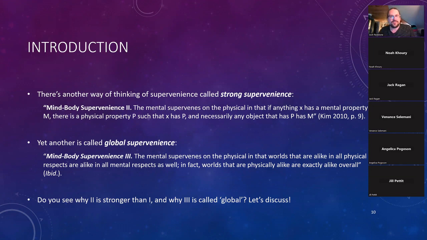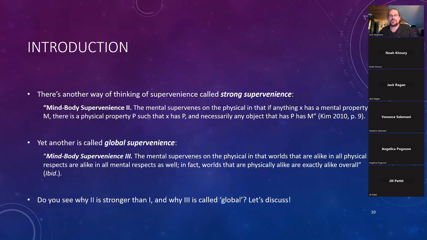Okay, here's a good one. My dog X has mental property M, a desire to bite people, and a physical property P, dog body. Then does any object that has a dog body have M? No, I would say that here the physical property needs to be a brain state.